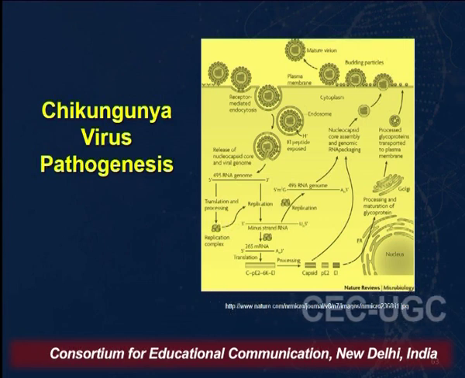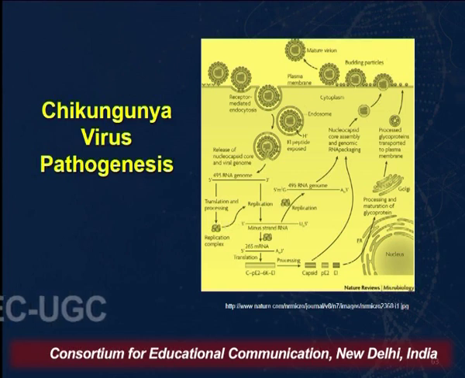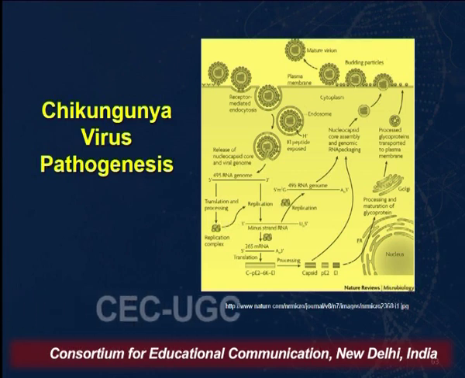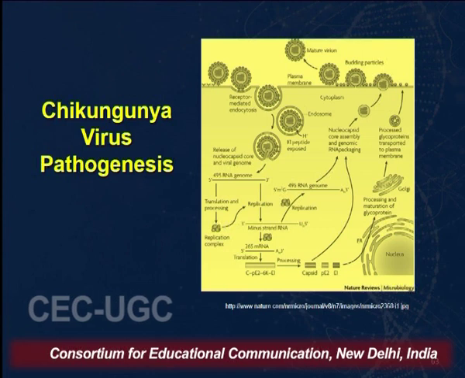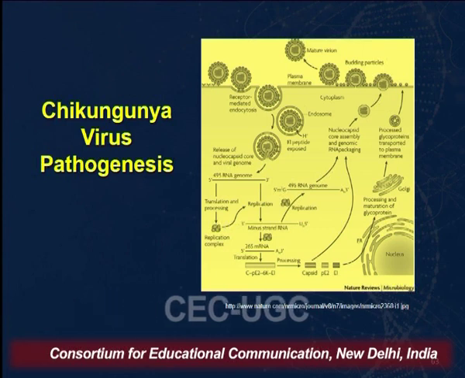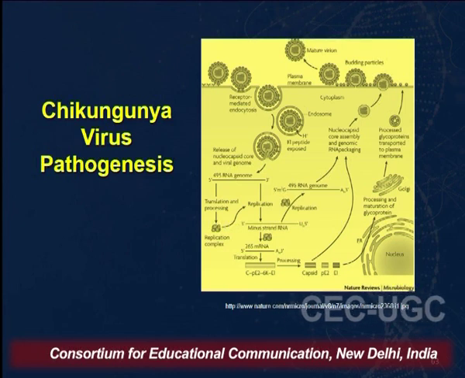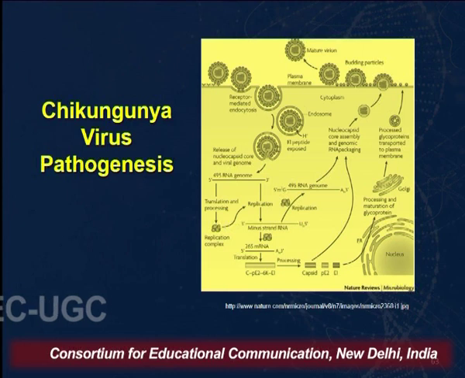Now, this is a diagram which shows how exactly the chikungunya virus develops within the human host system. It includes the replication, transcription, and translation of the viral genome, so that a number of copies of these viruses are formed, and many a time these pathogens use the human system for their development.